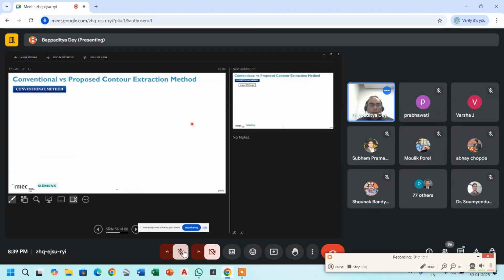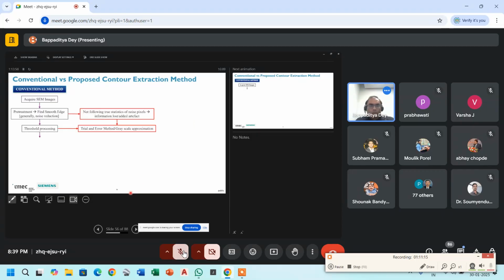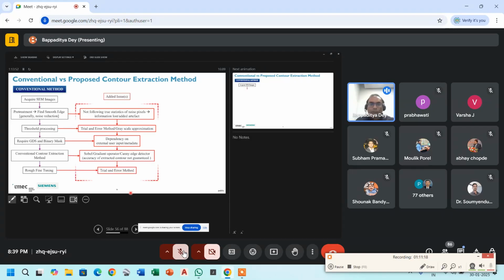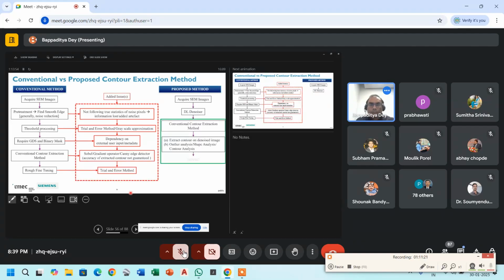Okay. I'm just skipping this slide once again. So those are the added advantages that we bring with this method.